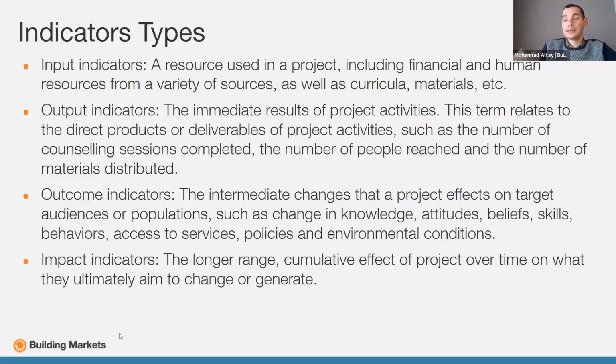Let's take an example here. I'm going to take our project as an example. As I said, our project aims to support small businesses. We deliver a package of services. Why do we do that? What is our ultimate objective? It is to help the businesses create jobs for the people. So for our project, our impact indicator is the number of jobs that the businesses created as a result of the services we delivered to them.